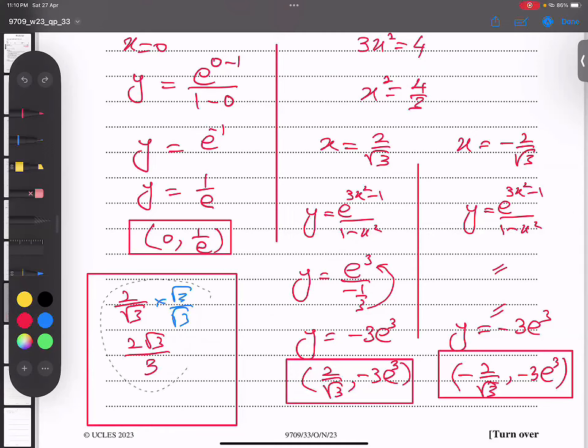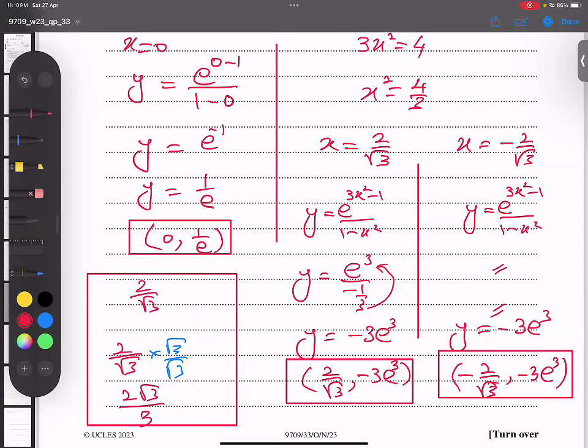Hold on. Actually, in the beginning, it was 2 over root 3. So I hope so, students, you got the point very clear, and the question is over. And let's go for the next question.